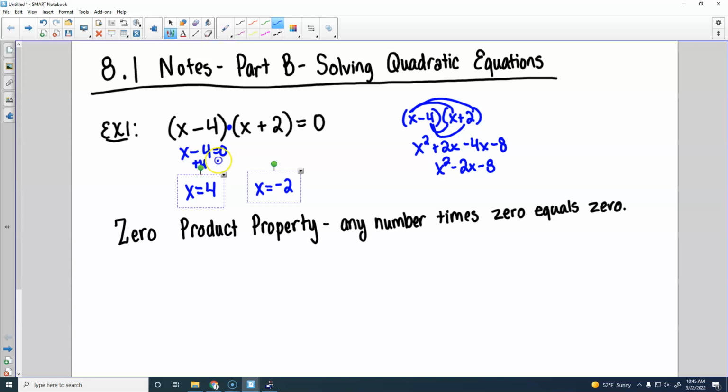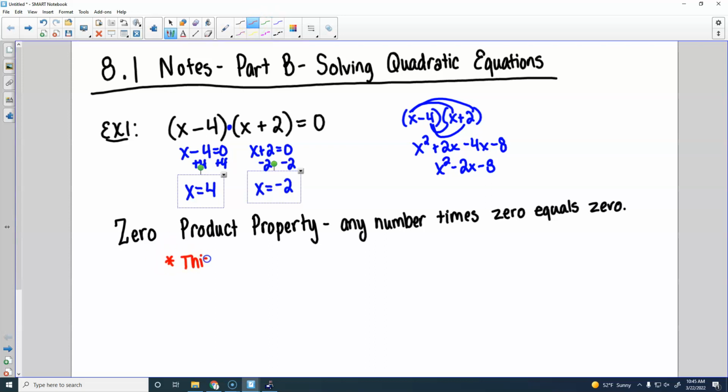But you could also add that 4 to both sides, so x equals 4. Right here, if x plus 2 equals 0, you subtract that 2 from both sides, x equals -2, right? So if either factor is 0, then you know that you're going to get 0 as the answer. This is really, really important here.